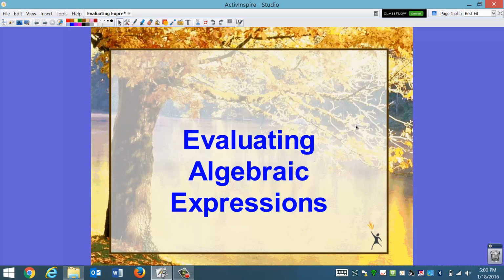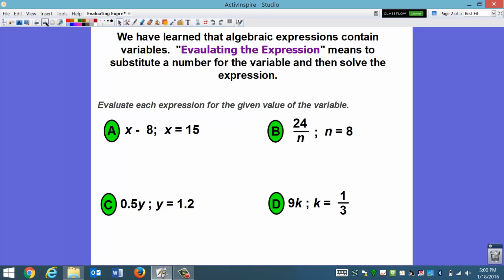This video is on evaluating algebraic expressions. We have learned that algebraic expressions contain variables. Evaluating the expression means to substitute a number for the variable and then solve the expression. So let's do some examples. We're going to evaluate each expression for the given value of the variable.